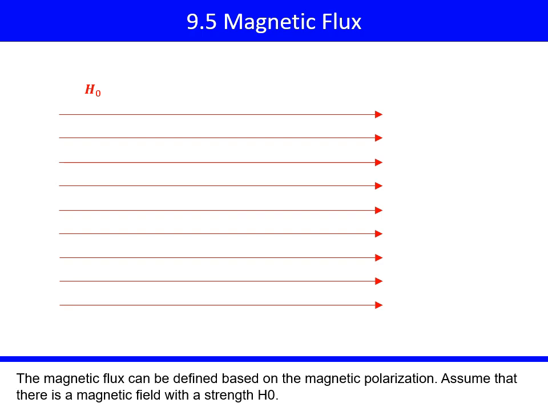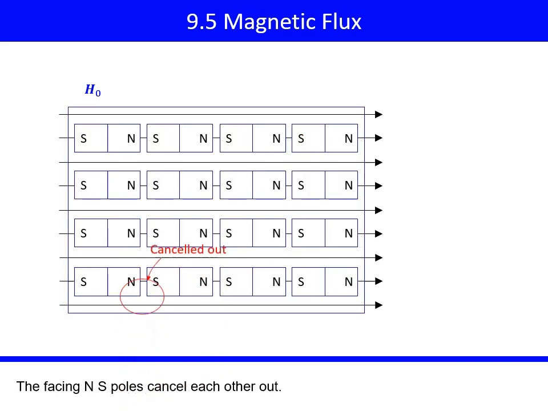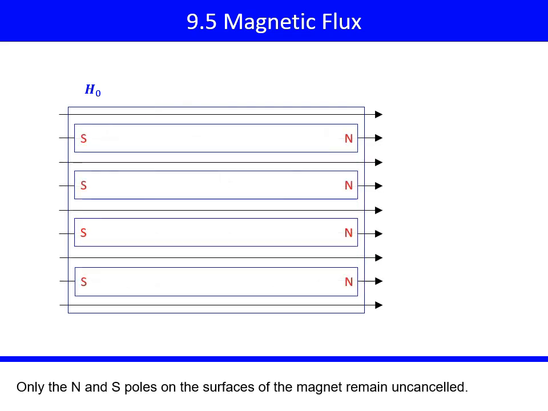Assume that there is a magnetic field with a strength H0. A magnetic material is placed in the magnetic field, and if the material is isotropic, the tiny magnets align in the direction of the magnetic field. The facing N-S poles cancel each other out. Only the N and S poles on the surfaces of the magnet remain uncancelled.